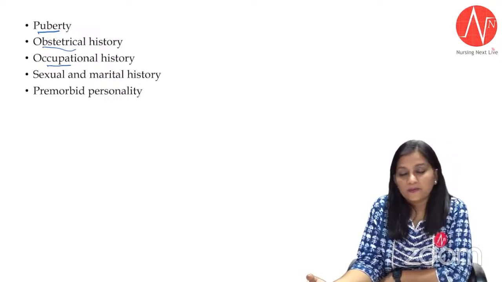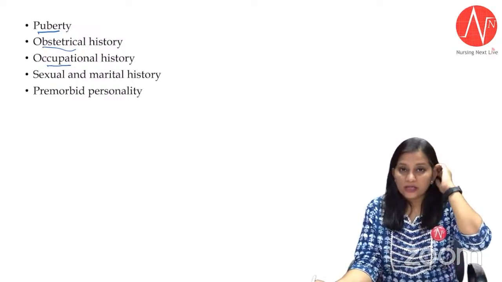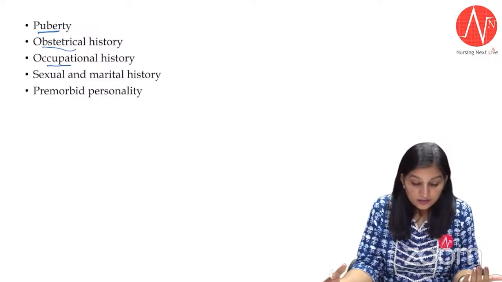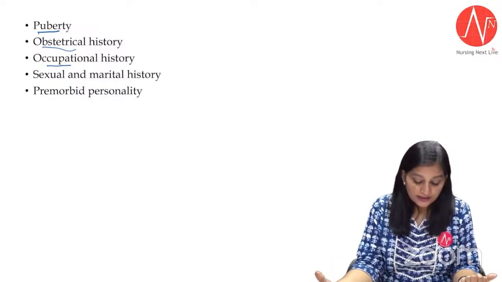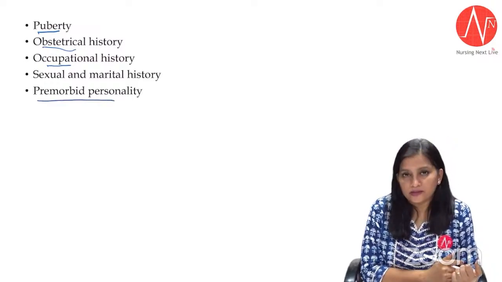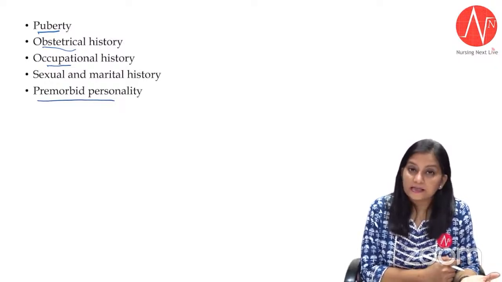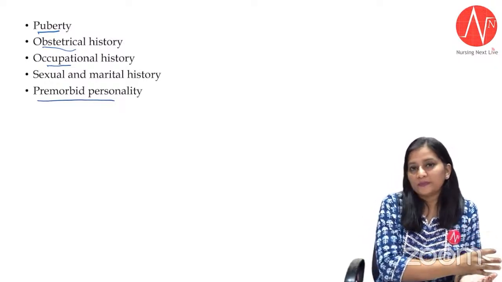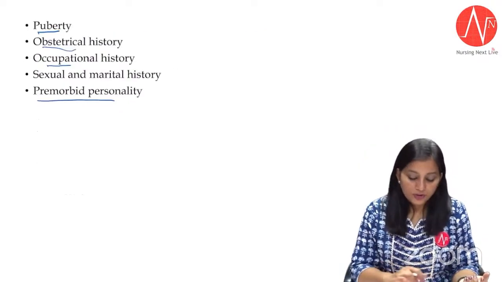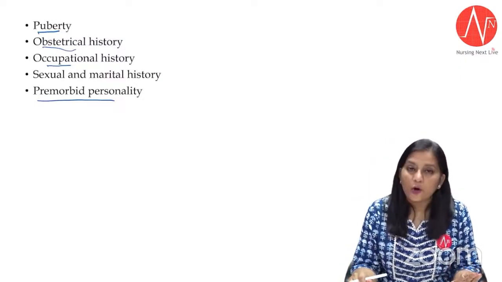Sexual and marital history: if the patient is married, then how is the marital relationship with the spouse, and gather data about sexual history too. And then pre-morbid personality. Pre-morbid personality means the personality before the occurrence of the disease. So when the first episode of the disease occurred, what was the patient's personality before that? So this was about history collection. In psychiatry, we collect detailed history, and these are the components.